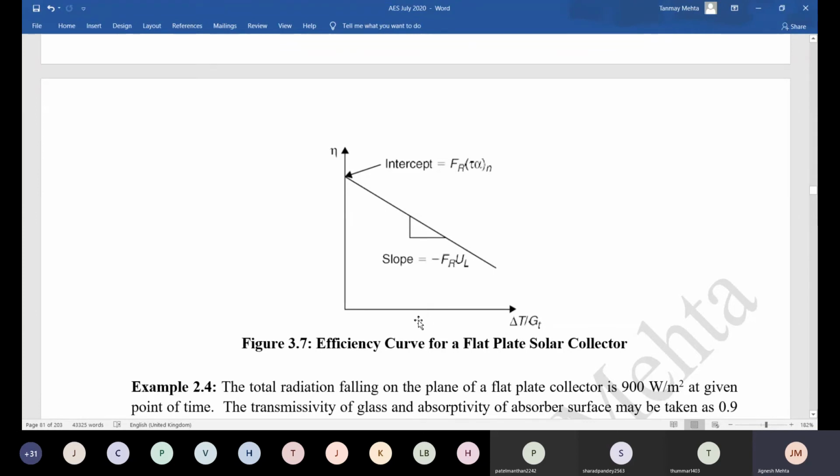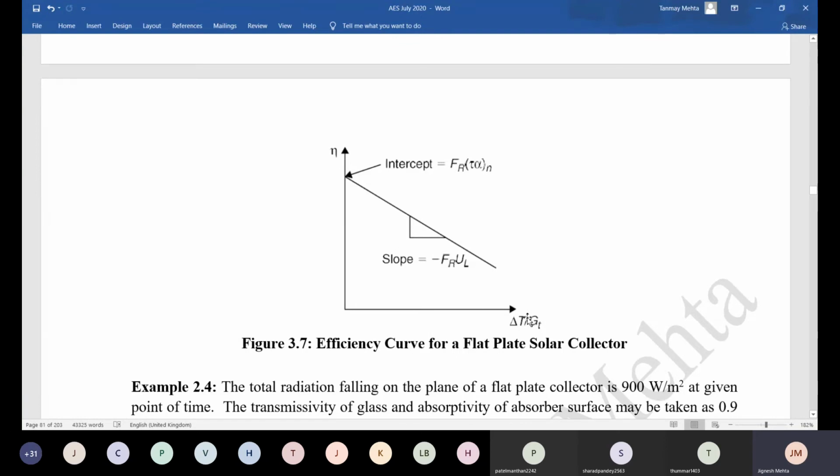Let's say you have increased your delta T, so you will move to the right side. How do you increase delta T? Let's say Ta is the same, Ti is increased. So earlier it was done at 50 degrees Celsius. You got a point somewhere here. Now it is done at 60 degrees Celsius. So you will get a point here. It means that the higher the delta T, the less the efficiency, right? Higher the delta T, less the efficiency.